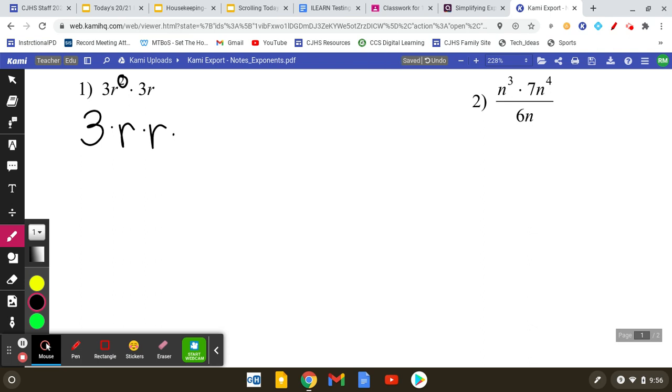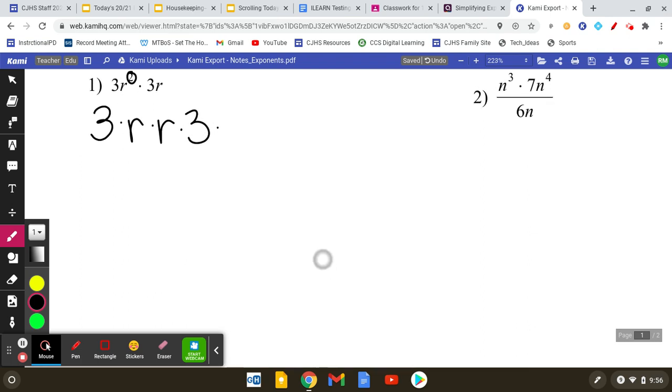Okay. Then we have another 3 and an r. And remember, that's all multiplication in between there. So this is when we're multiplying exponents.